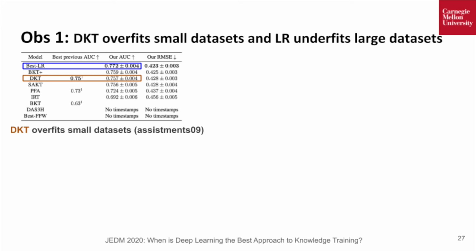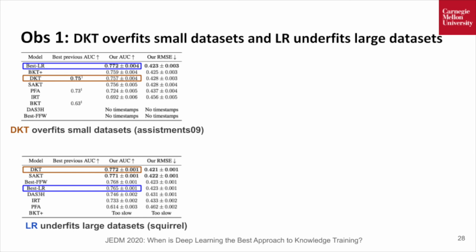For example, this table shows algorithms on the Assessment 2009 dataset sorted by their AUC. Higher is better. As you can see, logistic regression dominates on this dataset. This is because DKT overfits. Conversely, on the Squirrel AI dataset, which is large, the trend is reversed.